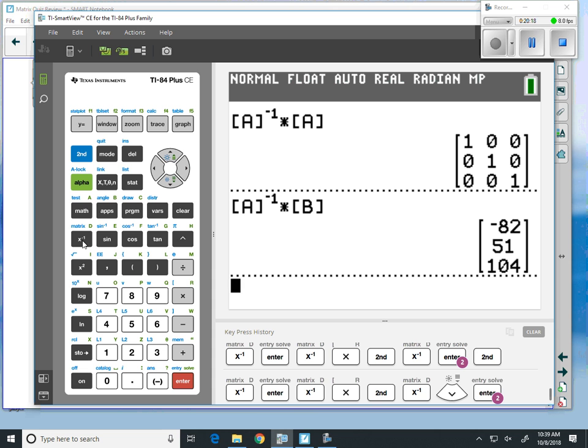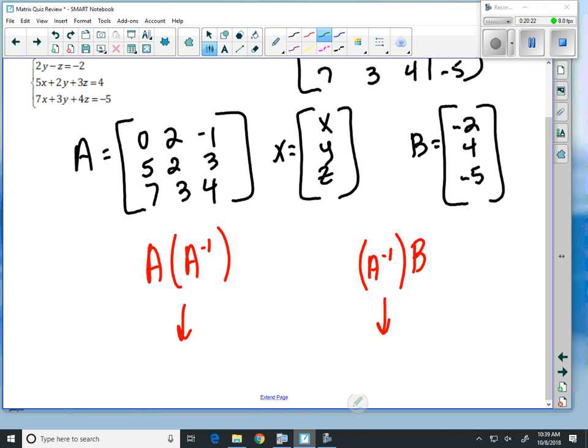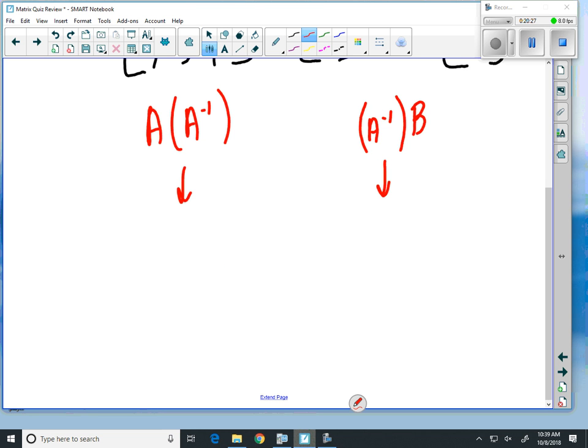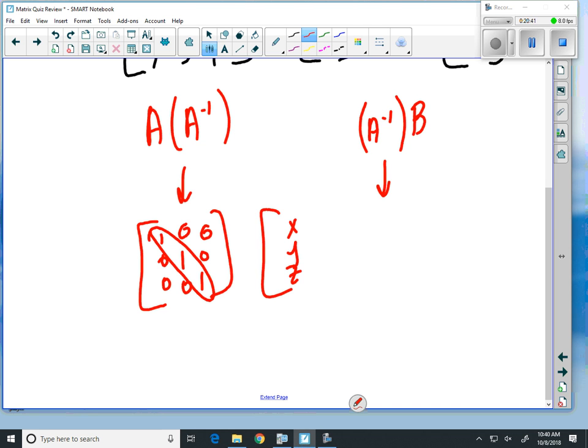Okay, so when we go back to our notes, we're going to record that. So here we had the identity matrix. Identity matrix is where you have zeros everywhere else and then ones in your main diagonal. We're going to go ahead and bring down matrix X, and then matrix B gave us this, and these are actually your answers.